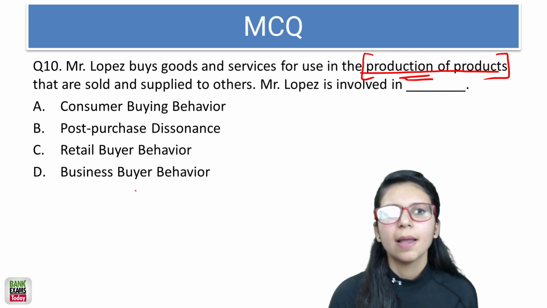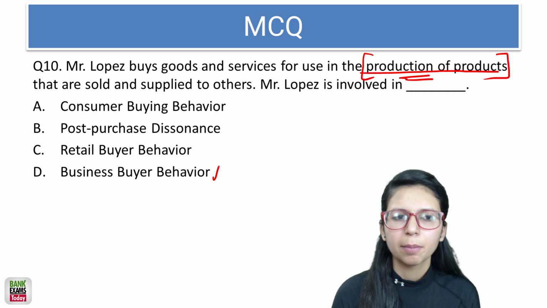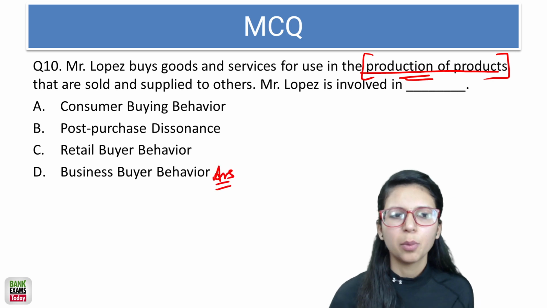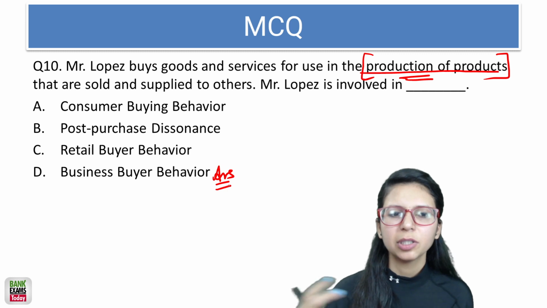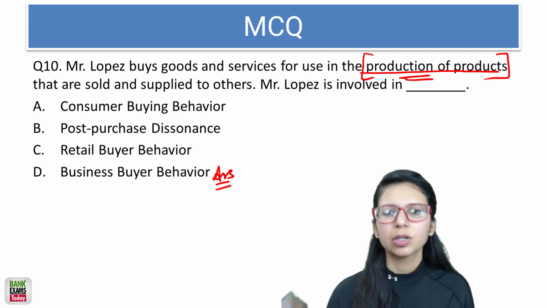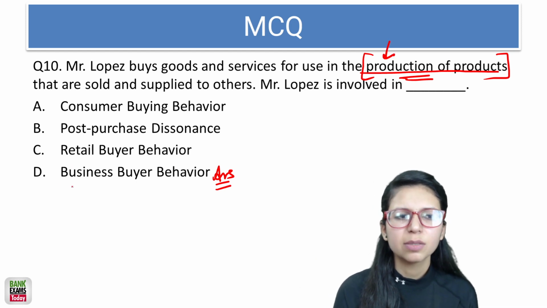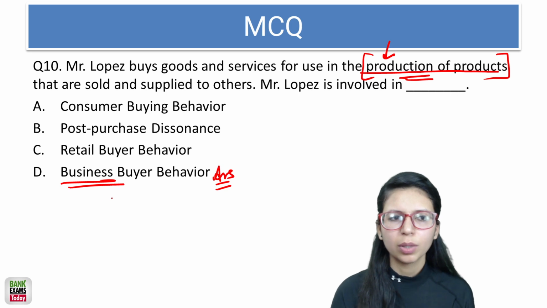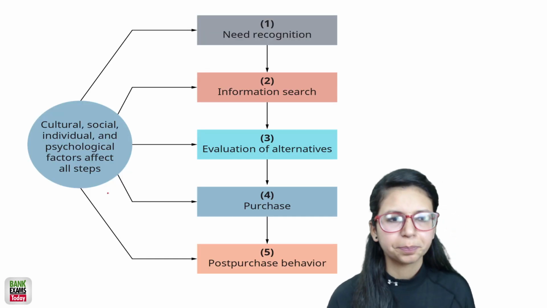So here it is related to business buyer behavior. So this is our answer here. Now the buying process is there, but it is related to business, because it is going to be used for the production. So our answer is business buyer behavior. Okay, and here is the explanation also for that.